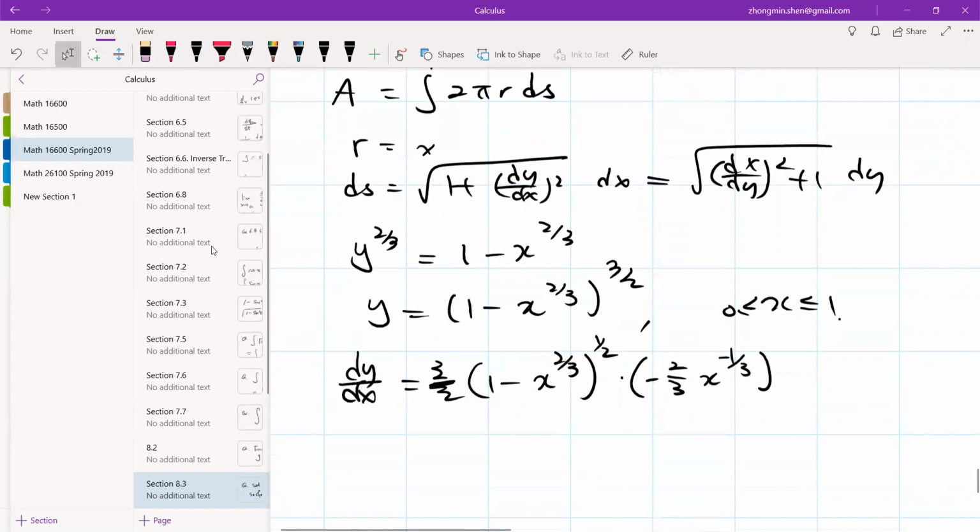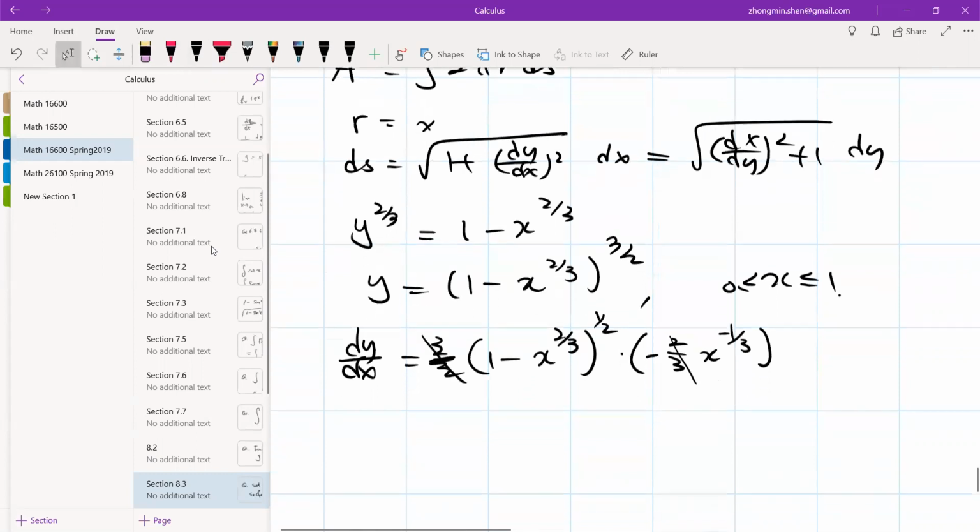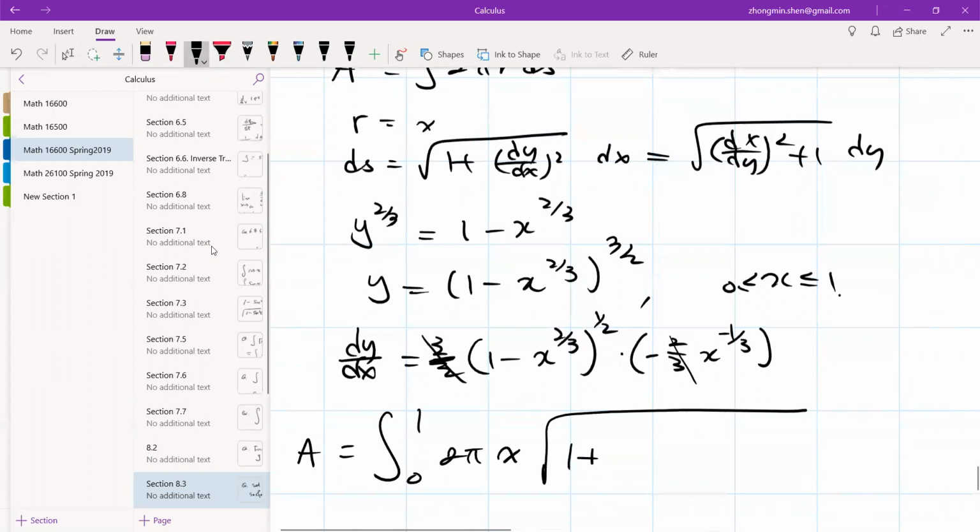And I hope we can simplify it. If you don't want to simplify it, then this is a 2 canceled out. If you don't want to simplify it, this is the surface area: x is from 0 to 1, 2 pi x square root of 1 plus this whole thing squared. This whole thing squared will be x to the negative 2/3 times 1 minus x to the 2/3, squared, so dx. Not too bad.